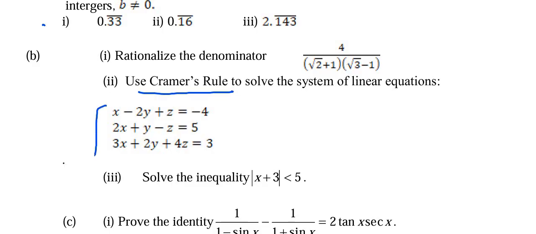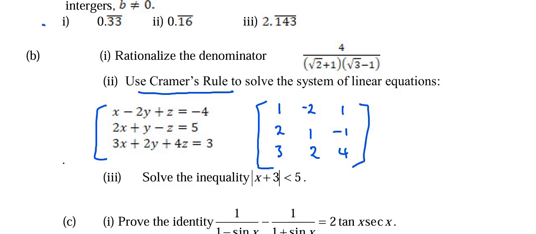So you're given 3 equations, meaning we're going to write the coefficient of x there. The coefficient of x is 1. What's in front of y here is negative 2. What's in front of z here is just a 1. Then what's in front of x there is a 2. There's a 1, there's a negative 1. We have a 3, there's a 2, then there's a 4. So this is the matrix that we're going to be dealing with.